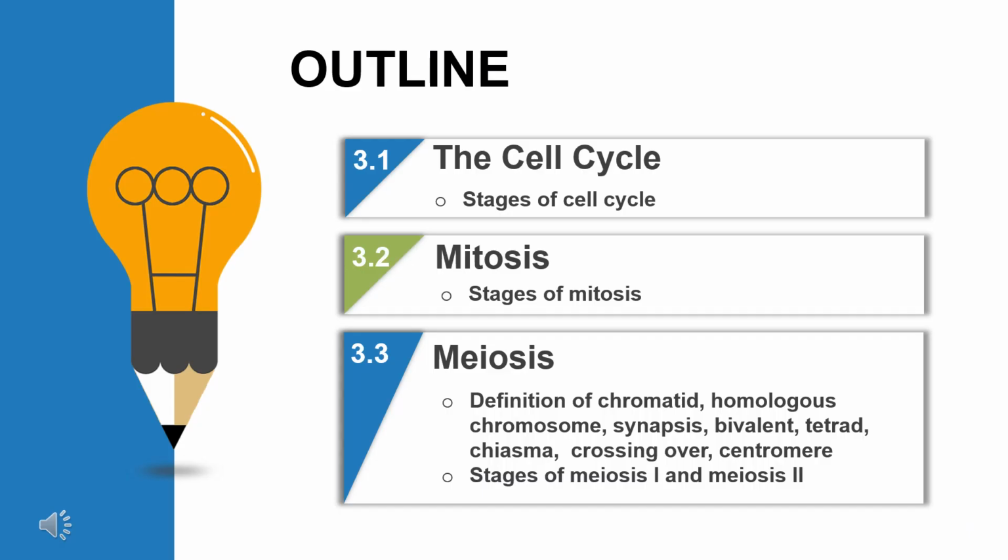In this chapter, we will discuss three subtopics. First subtopic is cell cycle. Then, followed by mitosis. We will discuss the stages involved in this process. And the last subtopic is meiosis. In meiosis, there are a few terminologies that we are going to know before we discuss the process involved.